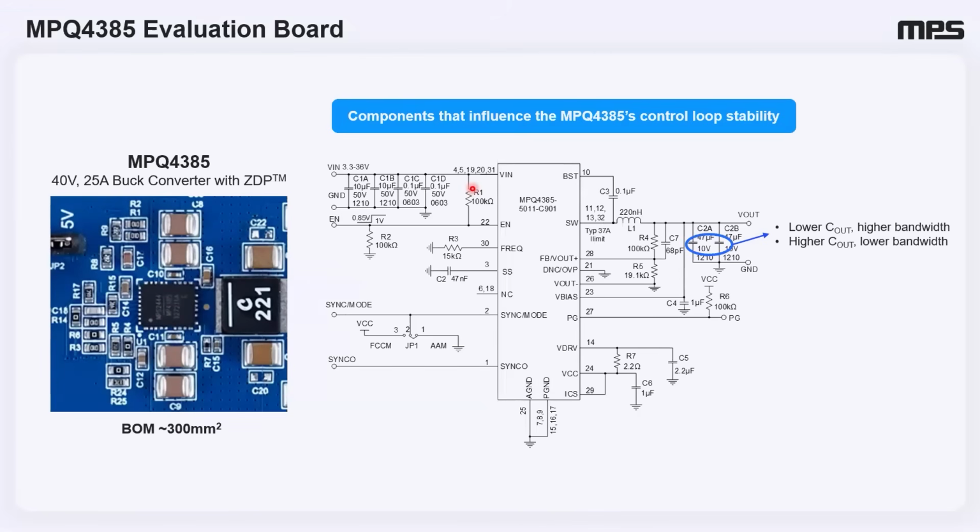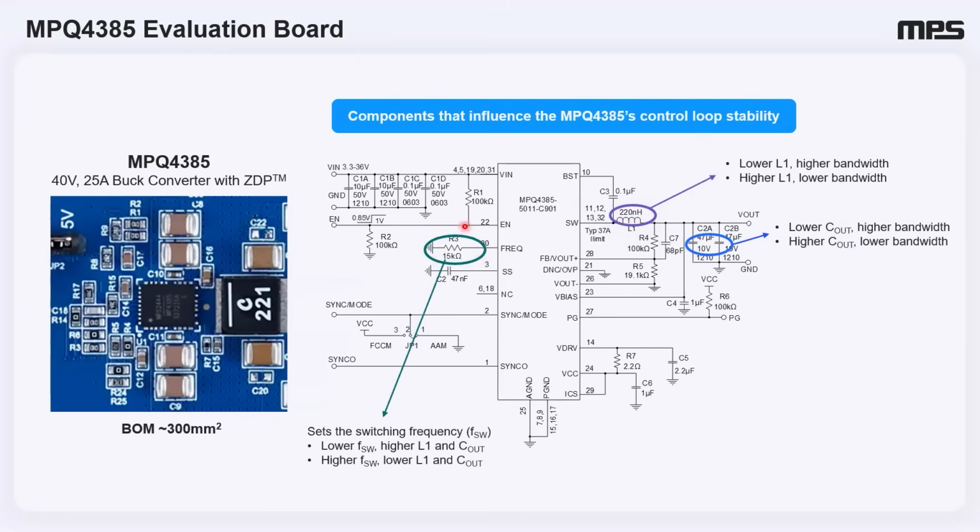First, the output capacitors. A higher Cout typically leads to lower bandwidth and a lower Cout results in higher bandwidth. Inductor L1. A lower inductor leads to higher bandwidth and conversely, a higher inductor results in a lower bandwidth. Switching frequency also plays an important role in the control loop stability.